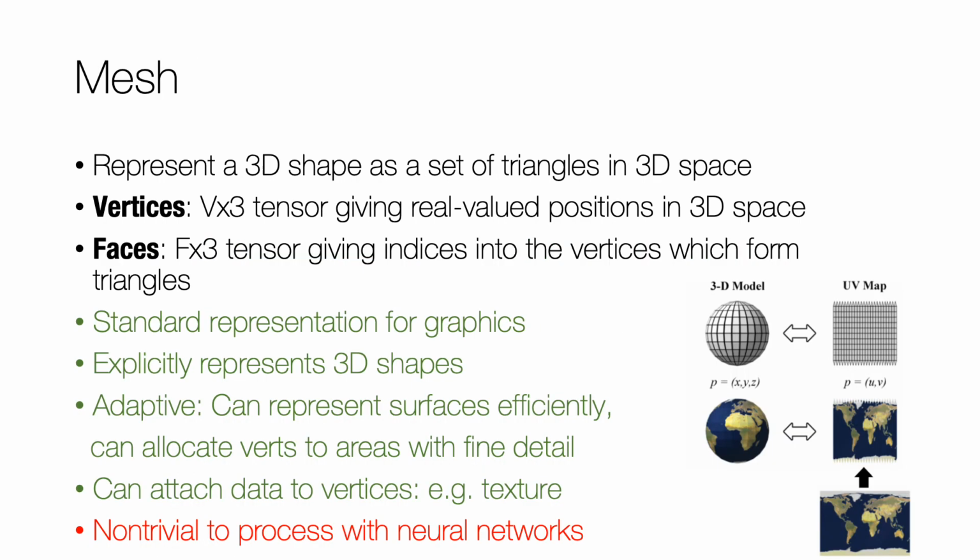Meshes represent scenes as a set of vertices and faces. Meshes are the standard representation for graphics and integrate well with rendering engines. Meshes can capture shape efficiently and are also easy to texture. But since they are graphs, they require a bit more work when processed by neural networks and tensor-based libraries.